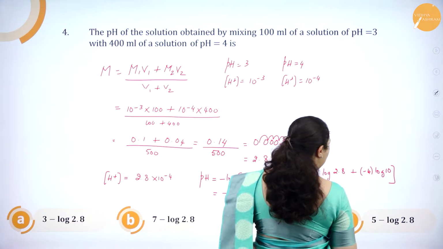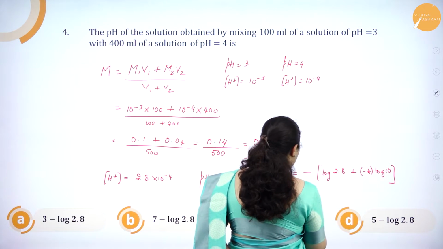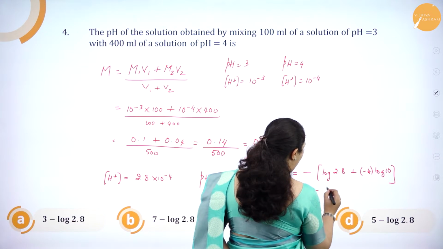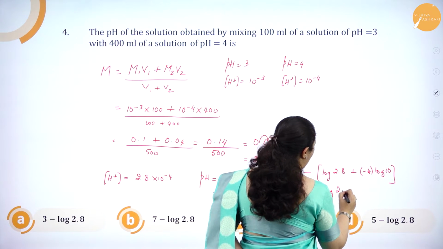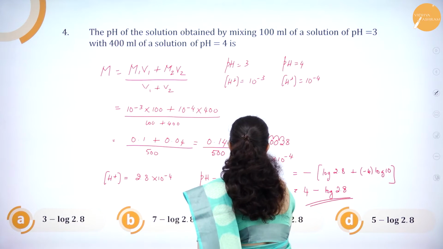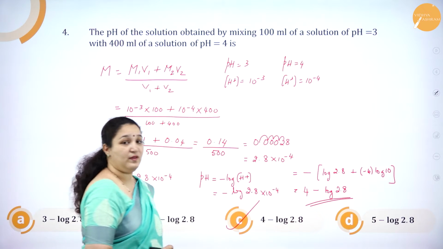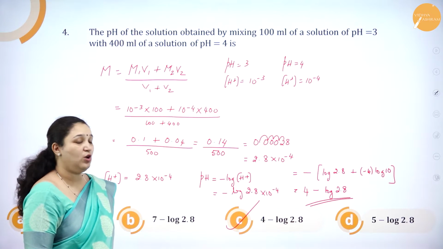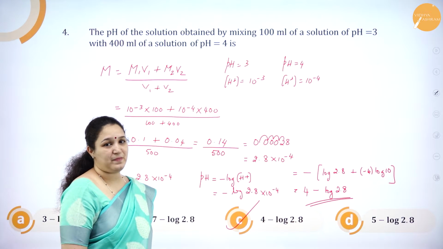Log 10 value is 1. Minus into minus, it becomes plus. So 4 minus log 2.8 is the answer. So option C is correct. That is 4 minus log 2.8.